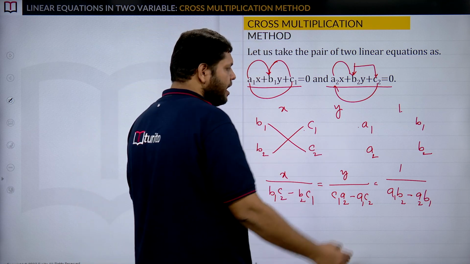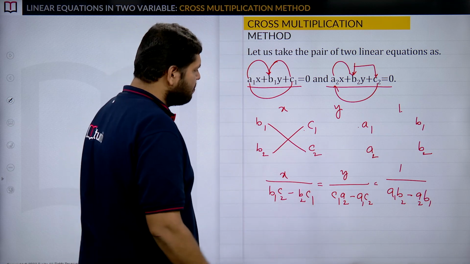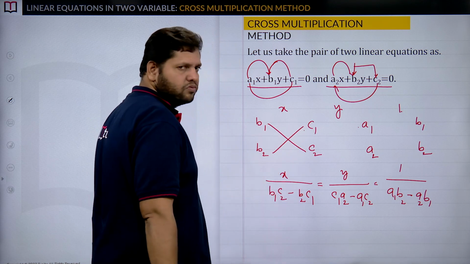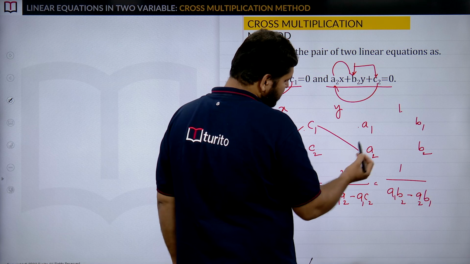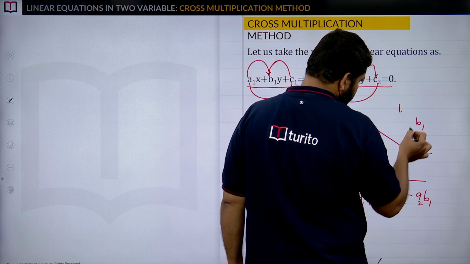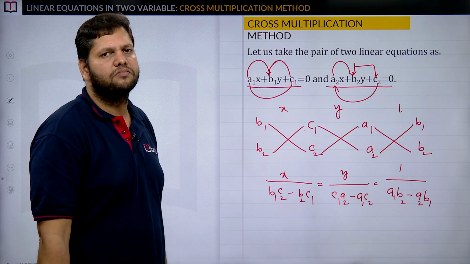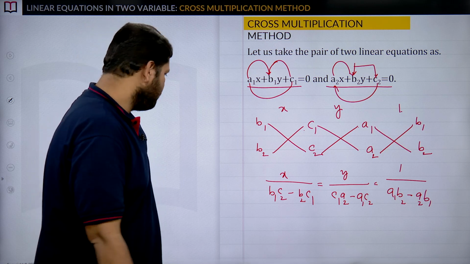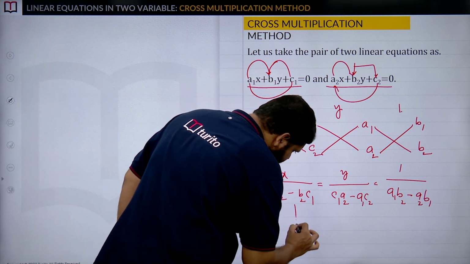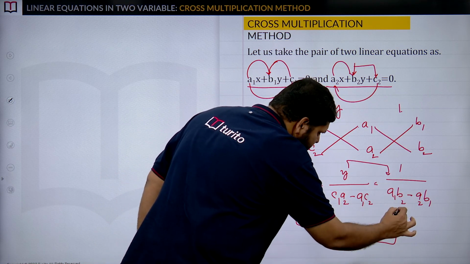Coefficient of x, again b2 is the coefficient of y. Then, children, apply multiplication of these two minus multiplication of these two, again multiplication of these two minus multiplication of these two, multiplication of these two, again minus multiplication of these two. Clear, children? Then afterwards you do one thing: equate this x variable to this, and this y variable to this.